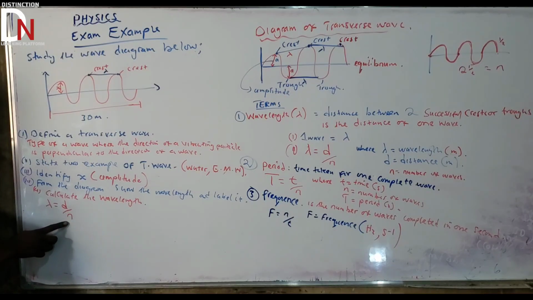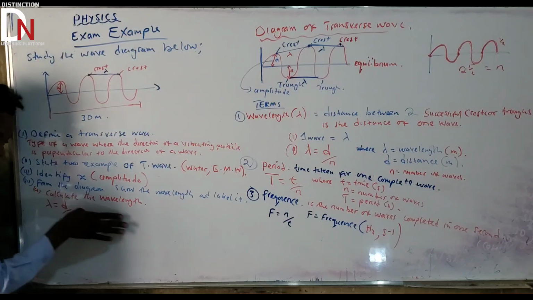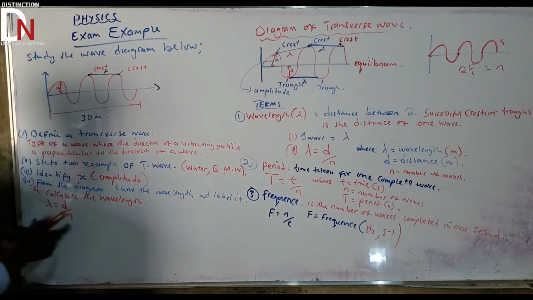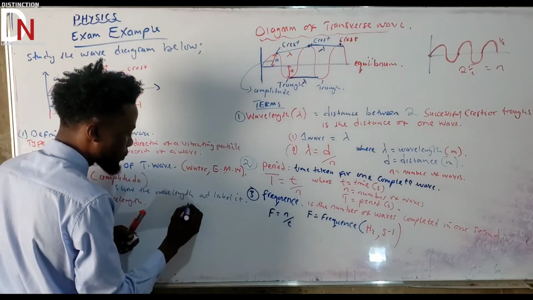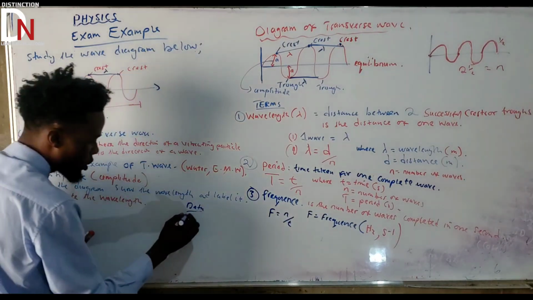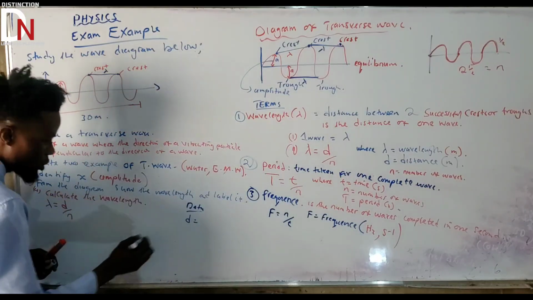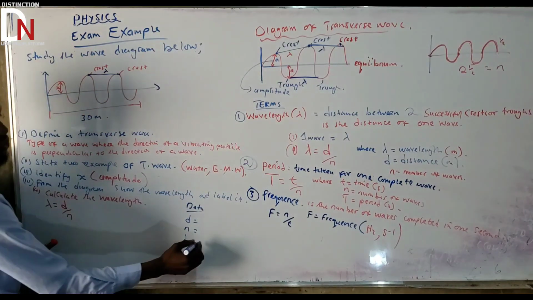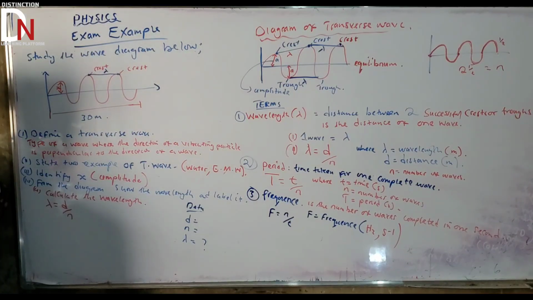Wavelength is equal to distance over number of waves. So now before you do anything, since this question says calculate the wavelength, write the formula for wavelength. Then what's the next step? Next step, you need to put data. So what have you been asked? You need to find the distance, the n and the wavelength. Wavelength is the question that you've been asked, so you put the question mark there.